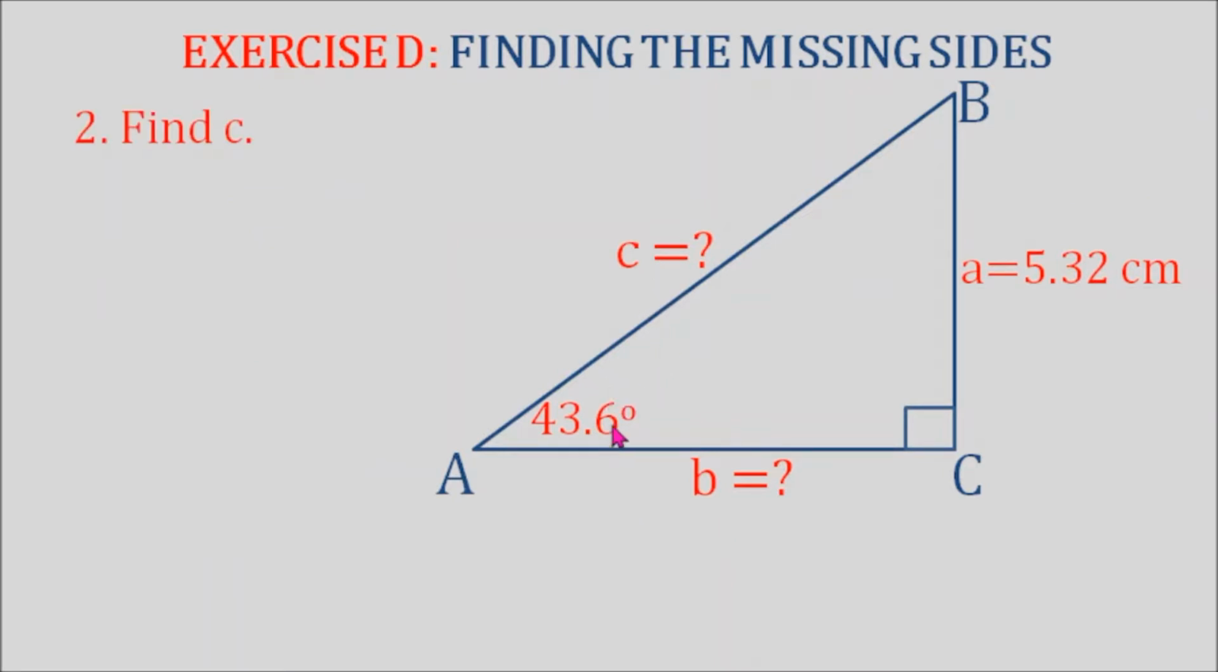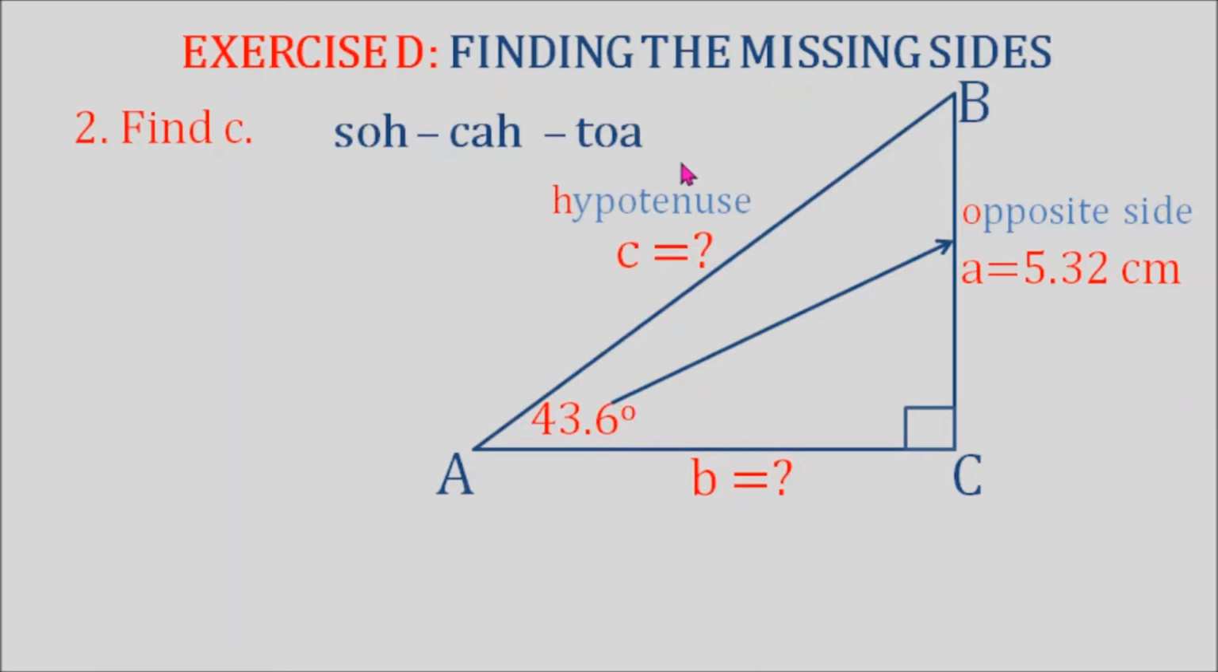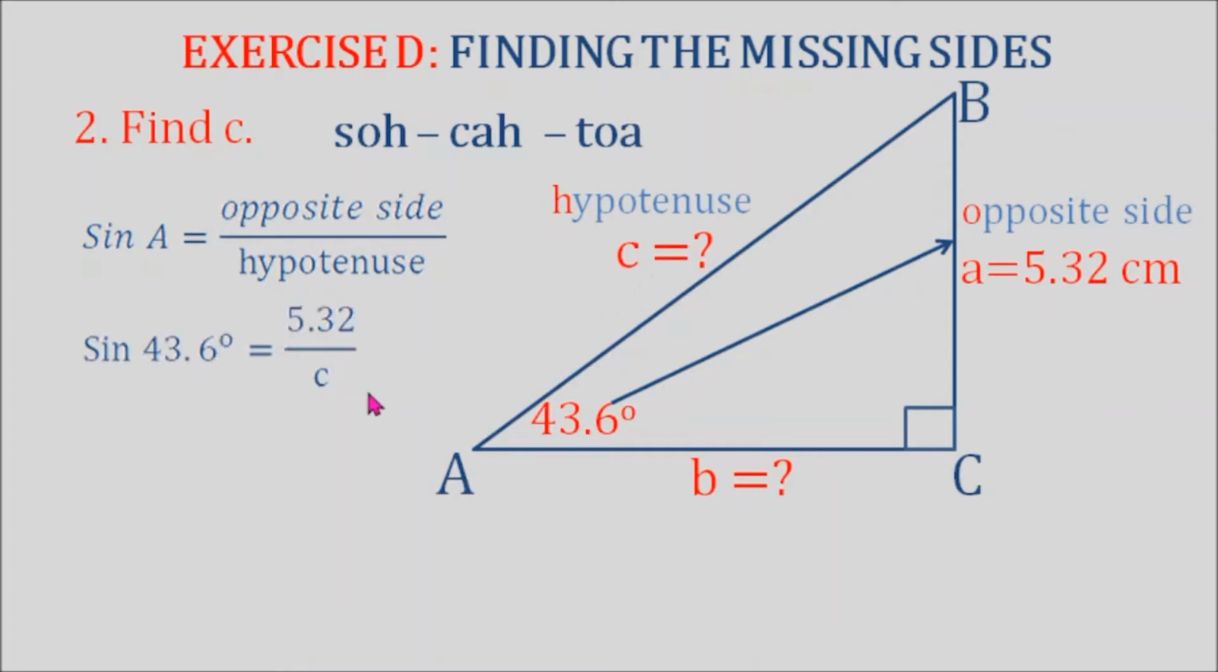Again, in reference to this angle, this side is the opposite side, and the side that we are going to find is the hypotenuse. So it's OH. From our acronym SOHCAHTOA, we are going to use sine. So we are going to set up our equation. Sine of angle A equals the opposite side over the hypotenuse. Now let us substitute. Our A is 43.6. Our opposite side is 5.32, and then our hypotenuse is side C. So we have sine 43.6 degrees equals 5.32 over C.